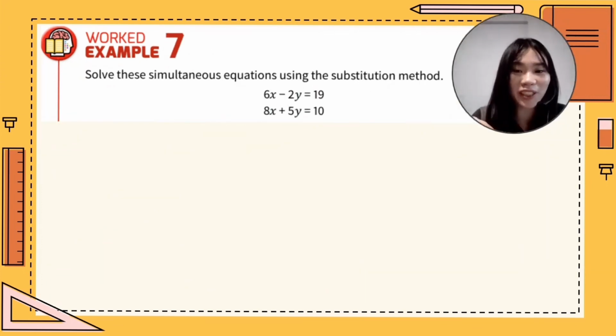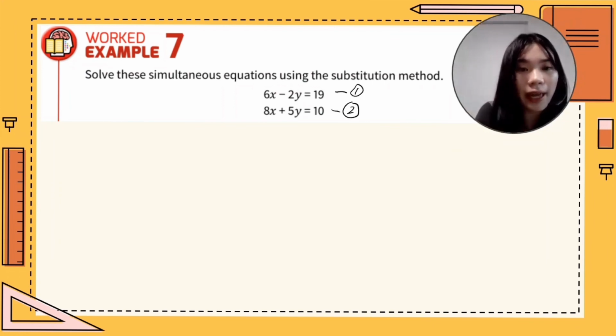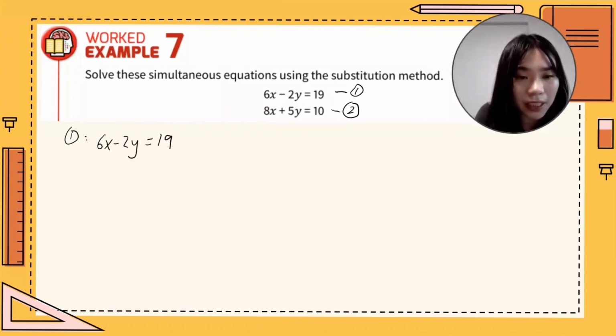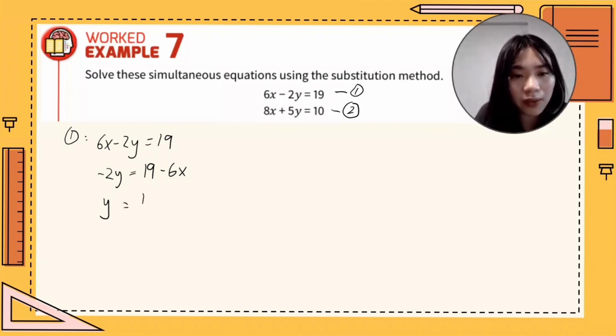How about we try a more challenging question, but we try and do it faster? Now we are trying to solve using substitution. Let me label the two equations 1 and 2, and then let us make x or y alone. Let me make y alone instead because it seems easier. So you will get 6x minus 2y equals 19, which is the same as minus 2y equals 19 minus 6x. If you divide by negative 2 on the other side, you will get 19 minus 6x over negative 2, which is the same as y equals 6x minus 19 over 2.